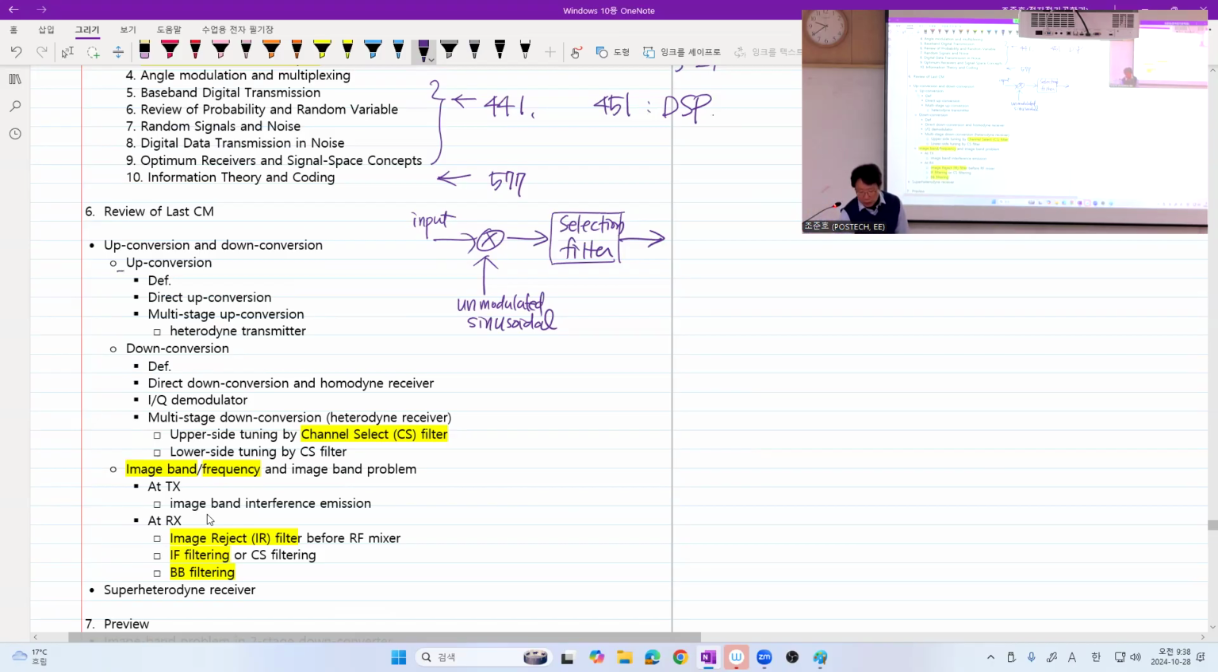Now, let's see an example of up conversion. As I told you, up conversion means that you shift the signal to a higher frequency. So the simplest up conversion is the so-called direct up conversion. Suppose you have a real-valued baseband signal whose spectrum looks like this.